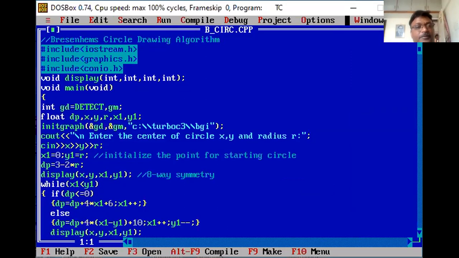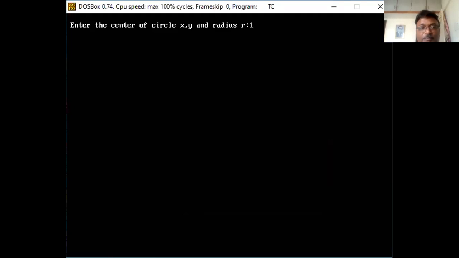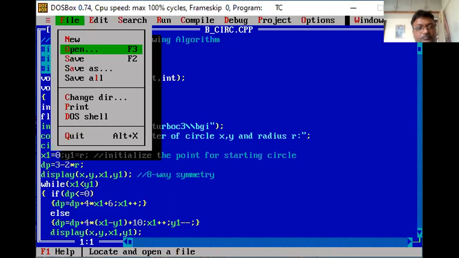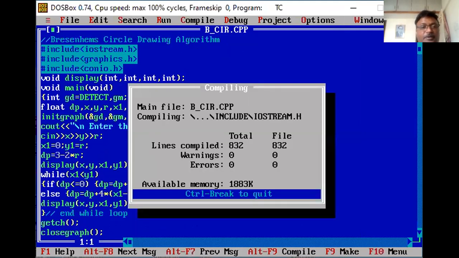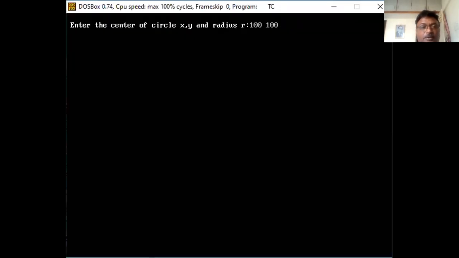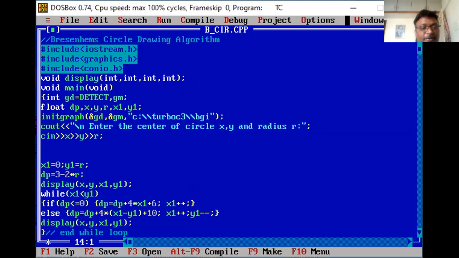First of all, you have to check whether it is executing properly or not. Bresenham circle, 100, 100, and 50. Suppose I am implementing 100, 100, and 50. See, the circle is appearing. Now I am going to put the x-axis, y-axis over here. For that, I need to convert this point. How?